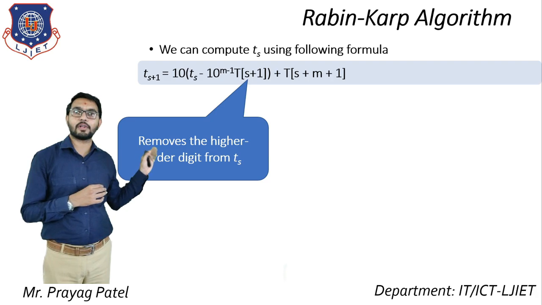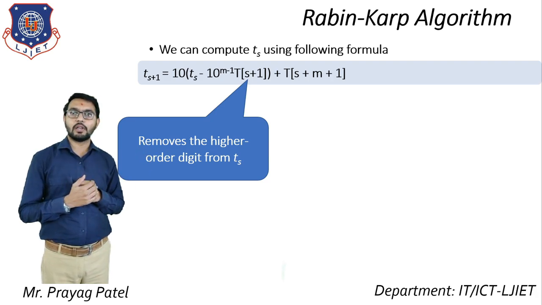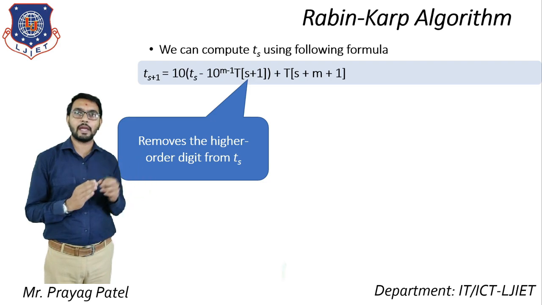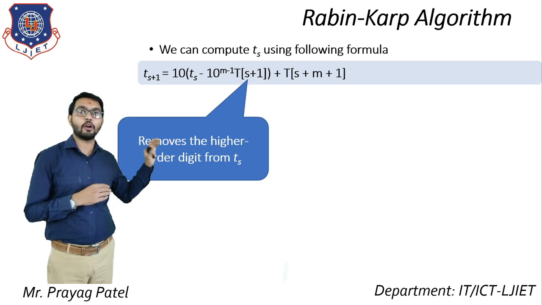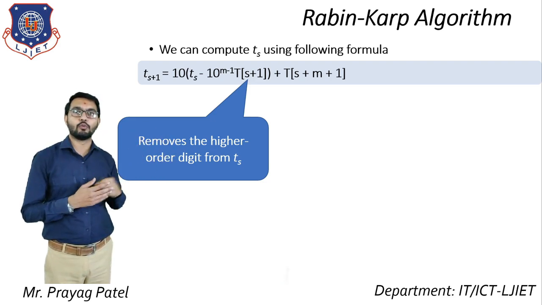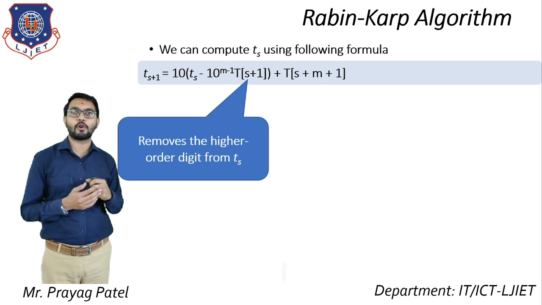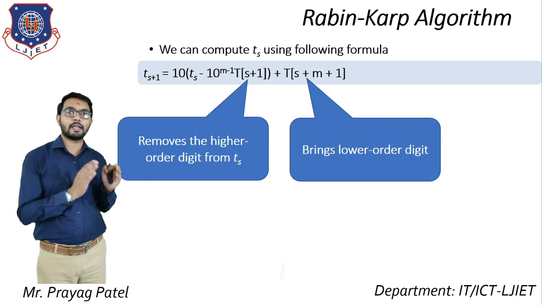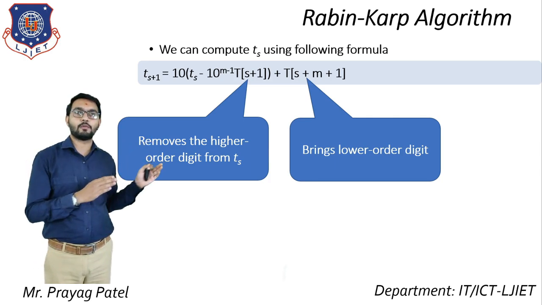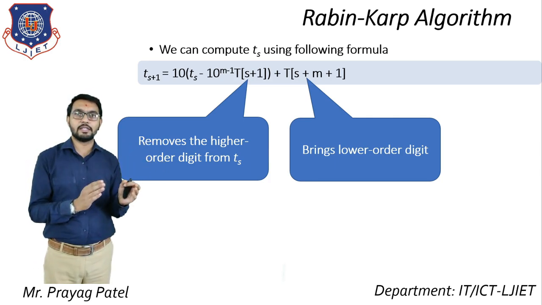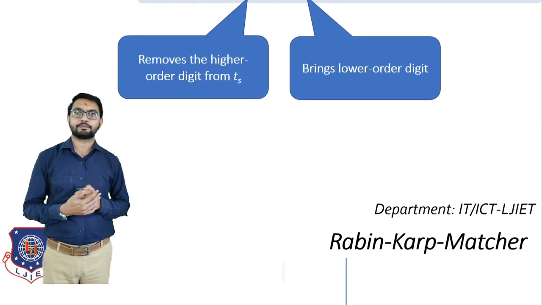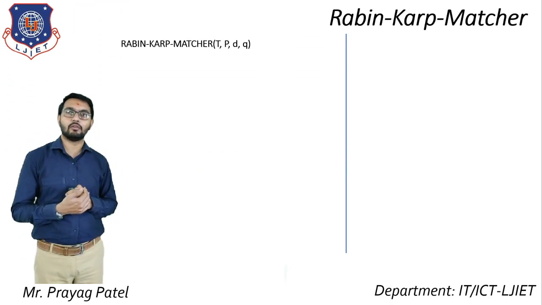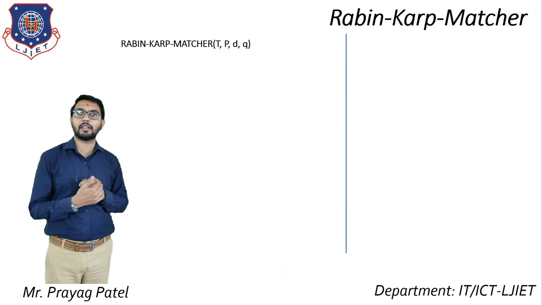So here consider first part T of S plus 1 used to remove the higher order digit from T of S, because here we write T of S minus something. So this part is considered as removing the first digit from the T of S. Now the second part is T of S plus m plus 1, used to bring the lower order digit into your text. Now consider the whole algorithm for the Rabin Karp method.